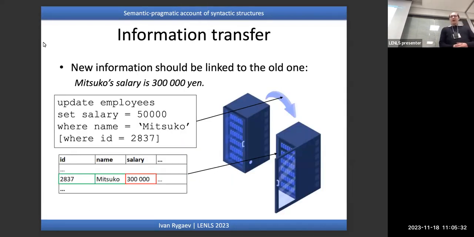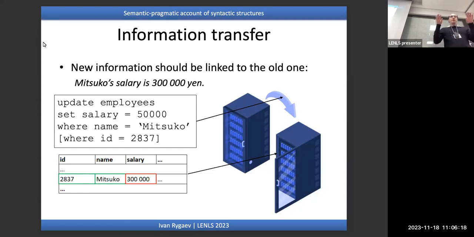So let's start from some computer examples. Suppose one server wants to communicate to another server that the server is now 300,000 years. It would issue some kind of command, some kind of instruction to update certain records in the table. Right, so new information is not just put into the heap; it should be connected to the old information. And in this command, there is a clause to find the record, and a clause to update it to this new information.